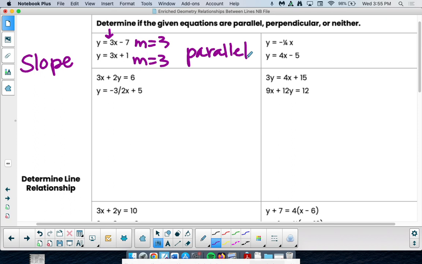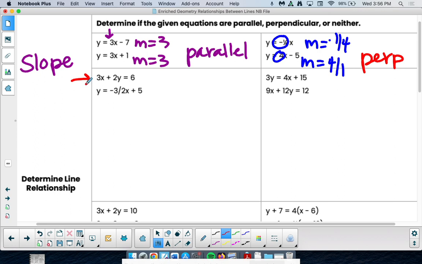All right, let's try another one. We'll go across. Here's my slope, -1/4. My slope on this one is 4, or 4/1. Anything special about -1/4 and 4/1? Yep, you should be thinking perpendicular, and I'm going to abbreviate and just put perp. Opposite reciprocals.